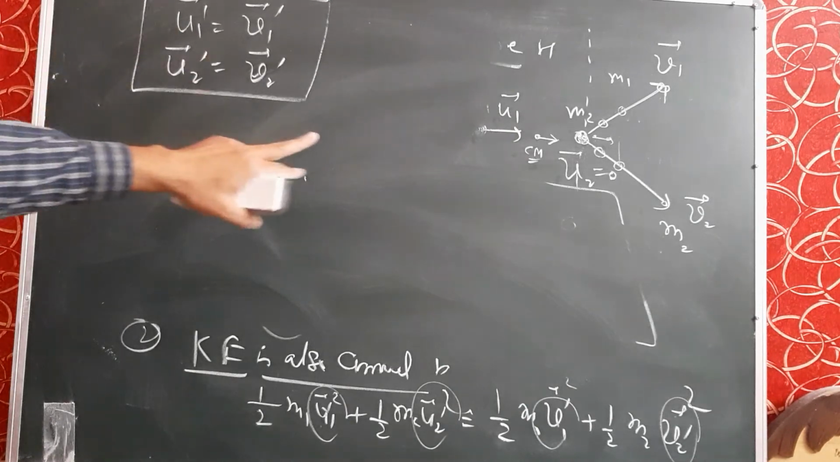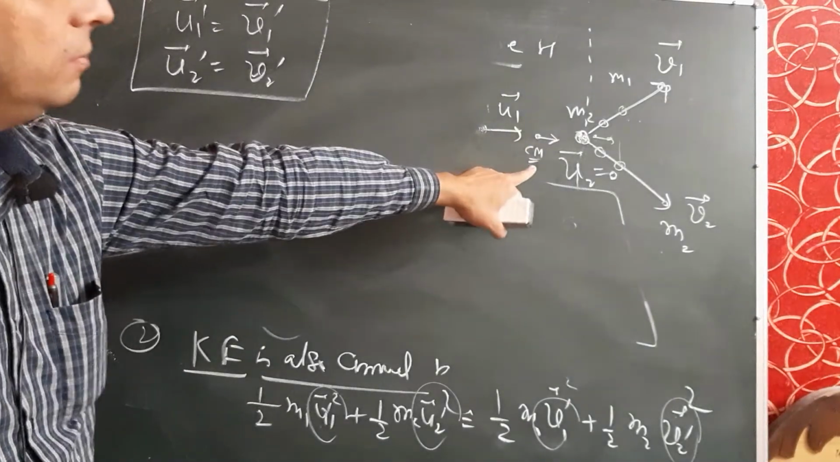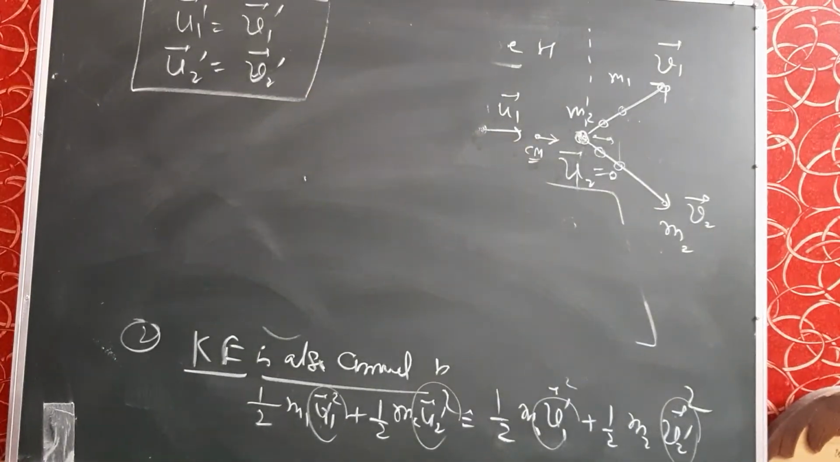So, the diagram is the same, the event is the same, but our point of view is different. That is, we are observing this event with the center of mass frame. So, this is the difference with respect to the observer. So, this is the article for elastic collision in the center of mass frame.